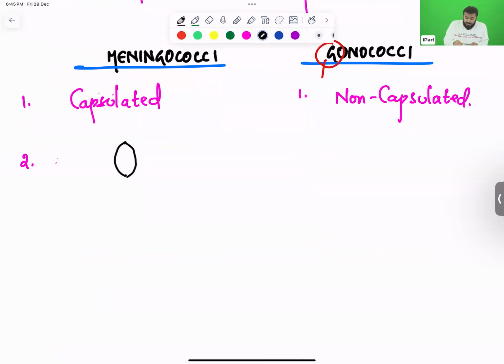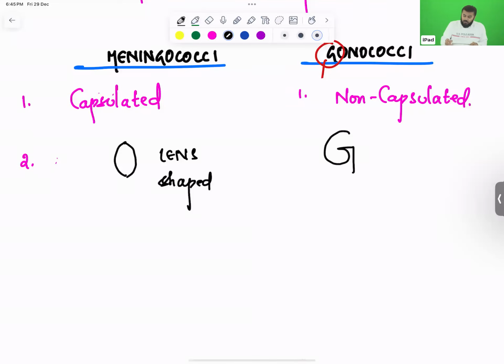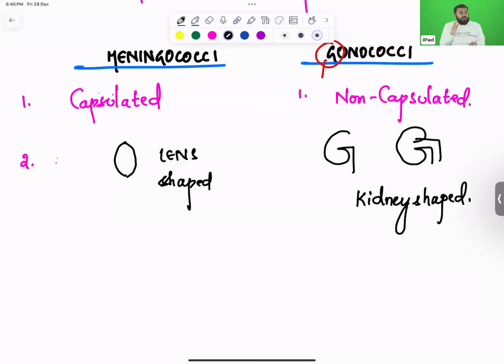Second important thing, meningococci look like this. What is the shape? Lens shaped. If you look at gonococci, what does it look like? Gonococci starting letter is G. G also looks in this way. What is this? This is a kidney. So what is the shape? Kidney shaped. I will show you in the pictures. Don't worry. Just write it down now. So meningococci is lens shape, and gonococci is kidney shape.